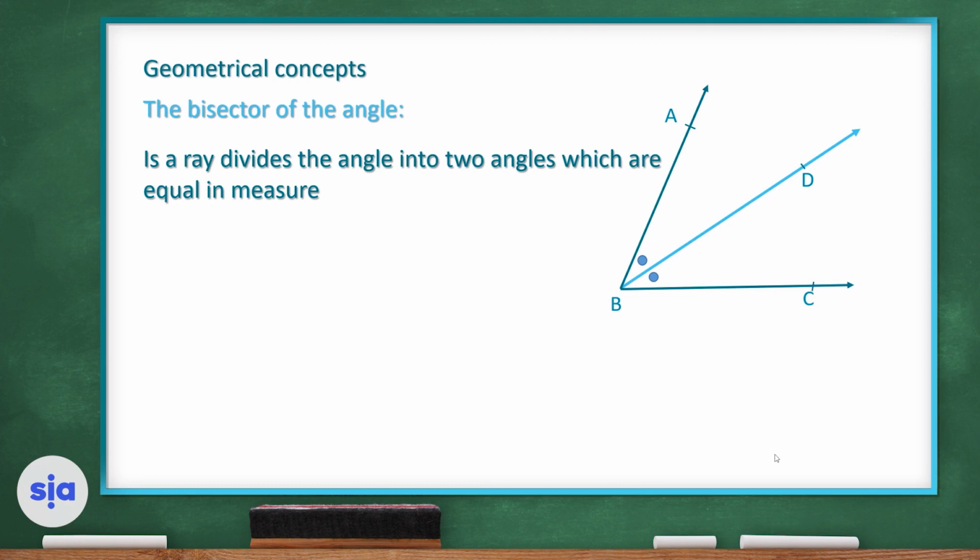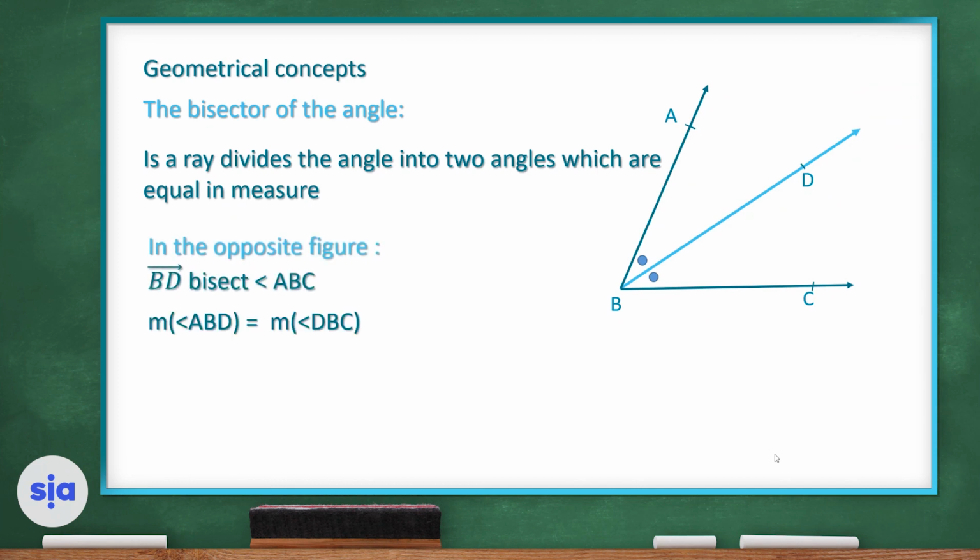The next concept is the bisector of an angle. The bisector of an angle is a ray that divides the angle into two angles which are equal in measure. As you can see in the figure at right, BD ray bisects angle ABC. Then the measure of angle ABD is equal to the measure of angle DBC.